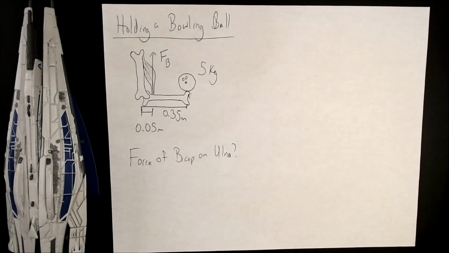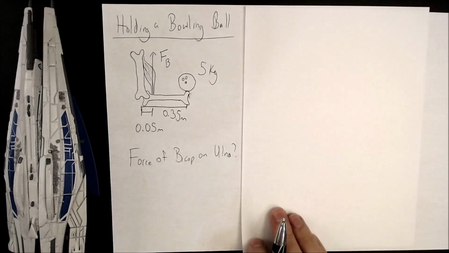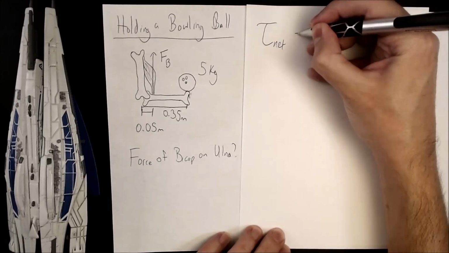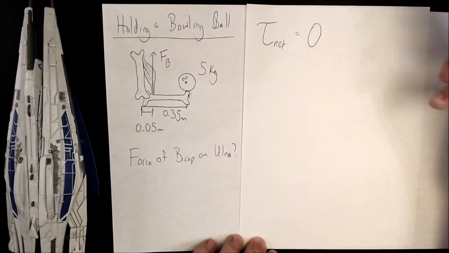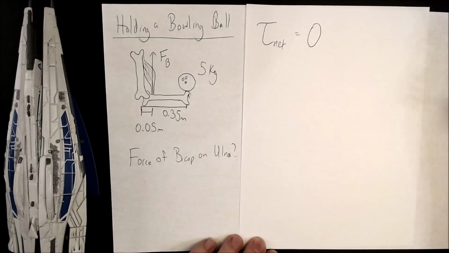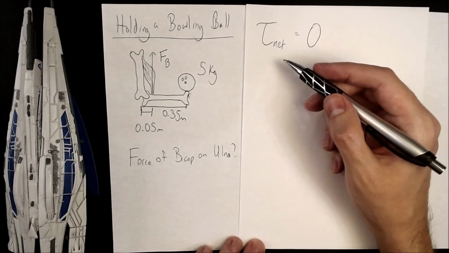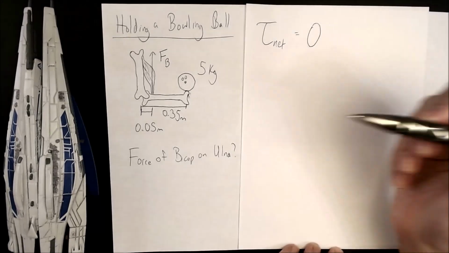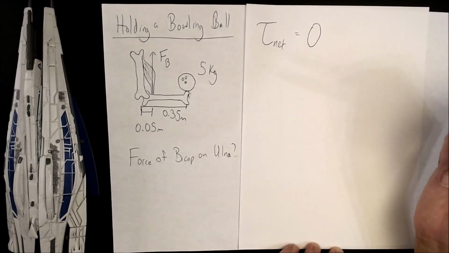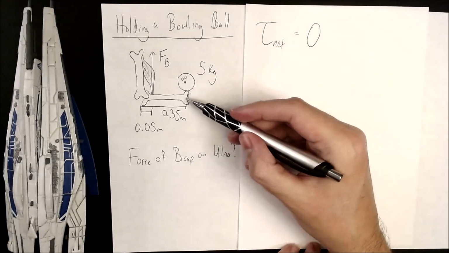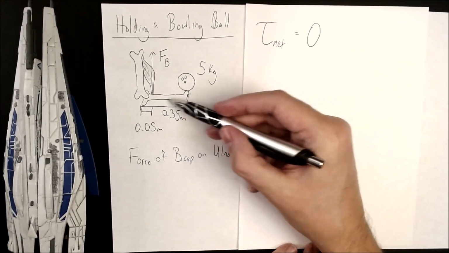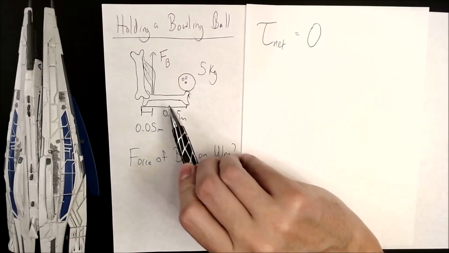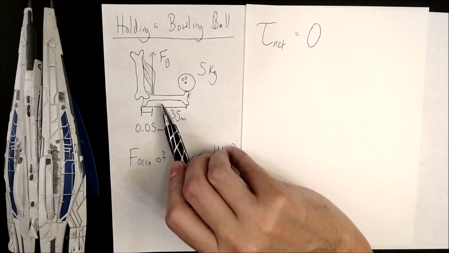So what kind of problem is this? This is a net torque is equal to 0 problem. This is another equilibrium problem. What are the things that are causing a torque on... Wait, what should we even be looking at? Well, all these forces are acting on the ulna, this forearm bone. So I think that we need to be looking at the net torque on the ulna.